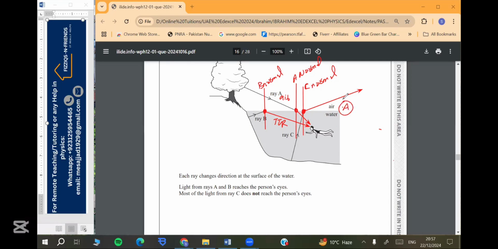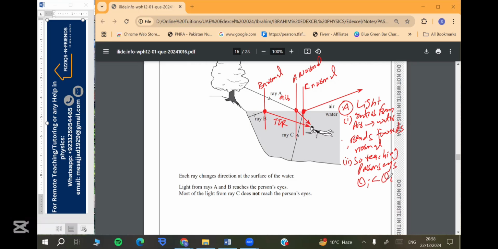For A, we will say light enters from air, which is less dense, to water, which is more dense, bends towards the normal, and then reaches the person's eyes. And why is it bending? Because the incident angle is less than the critical angle.